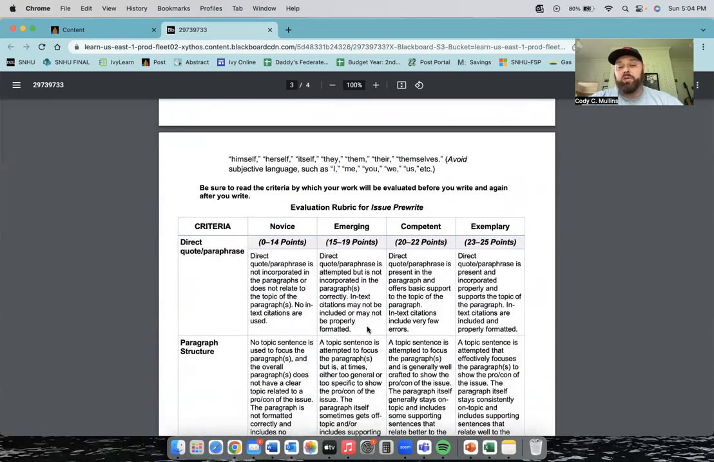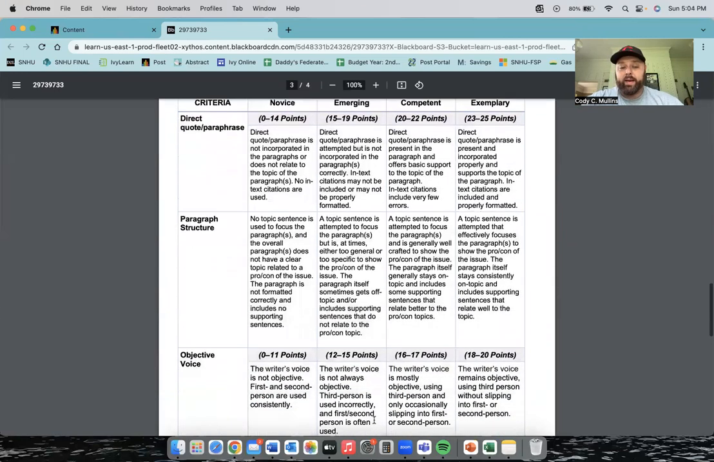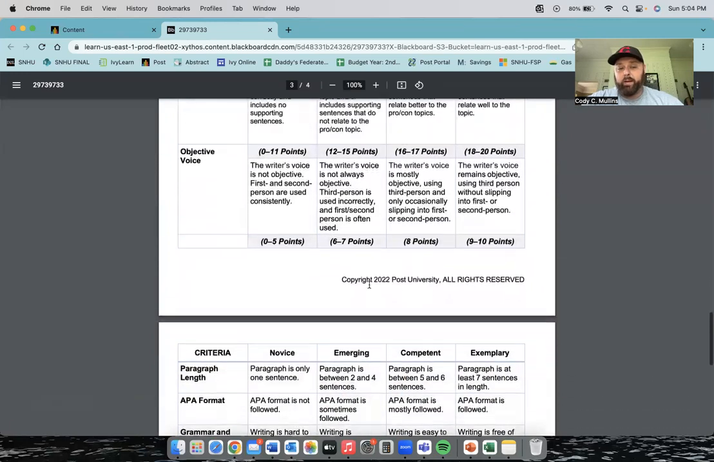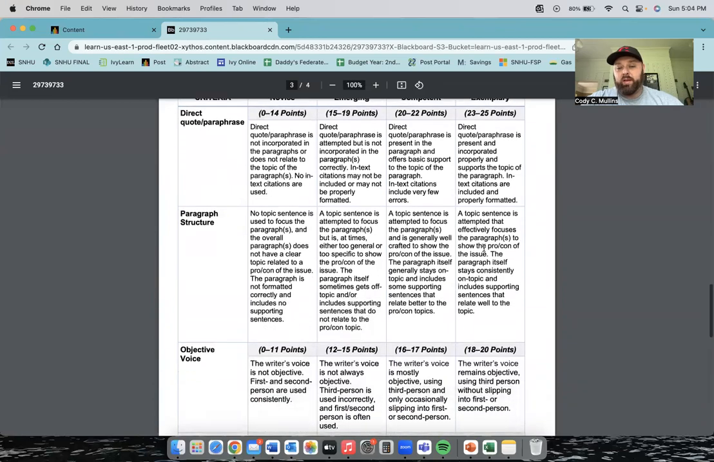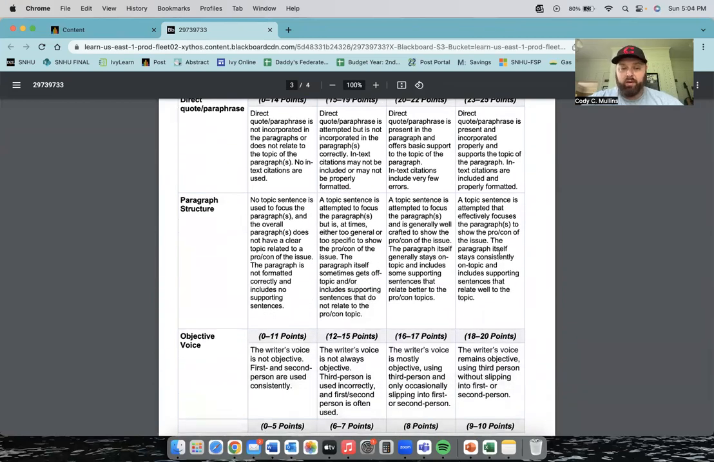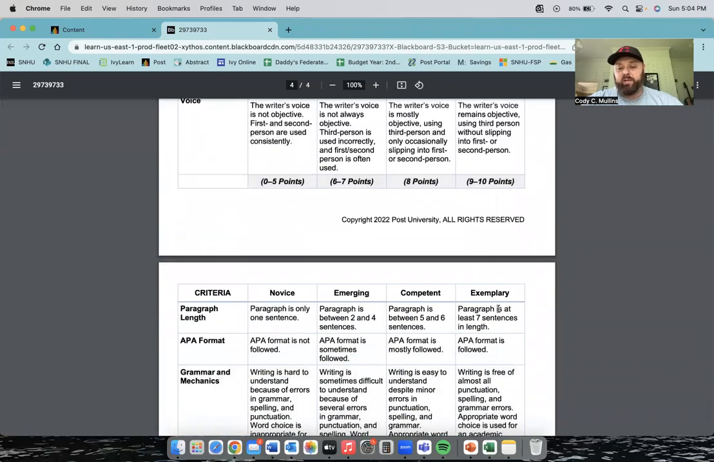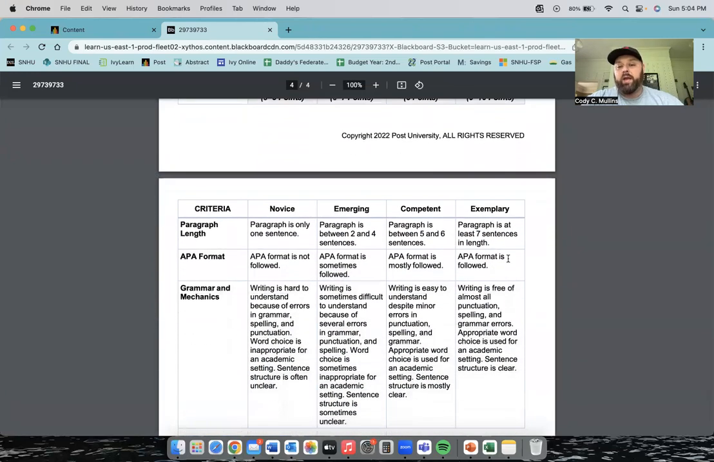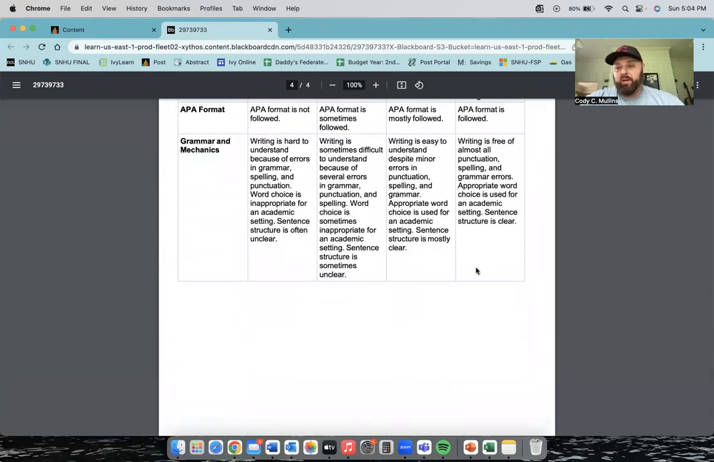And you should really take note of the criteria that I use to grade, all right? And make sure that you're hitting all of these markers. So that you use a direct quote and a paraphrase, that it's present, that you have a nice topic sentence and paragraph structure, that you're using the objective voice, that each paragraph is 7 to 9 sentences long, that you're using APA format, and that your writing is free of errors.